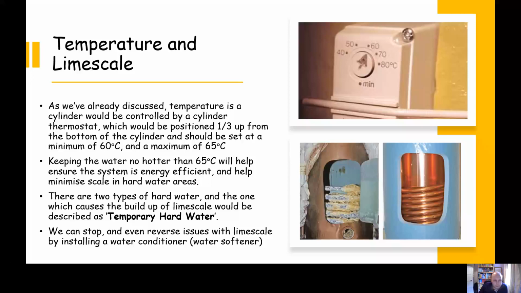There's two types of hard water. One's known as permanently hard water and one's known as temporary hard water. Temporary hard water is the one that causes the real issues with the limescale. It contains calcium carbonate. We can actually reverse the issues of limescale if we fitted a water conditioner, or what most people would call a water softener.